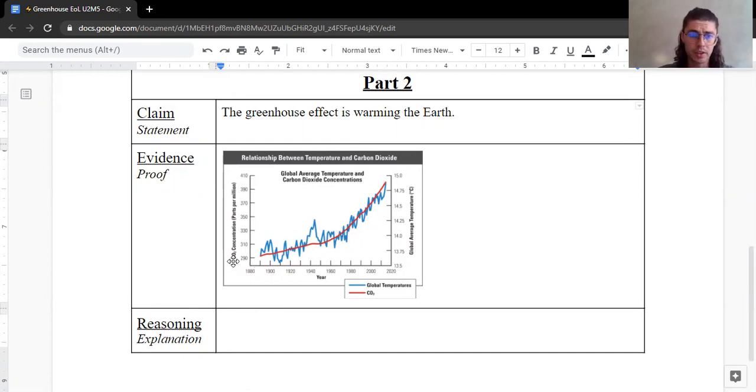Now, you'll notice that we have included the graph we've talked about as part of your evidence. This graph by itself does not count as any evidence. Your job is to explain what is going on in this graph and how it connects to the claim. Your explanation is what's going to count as evidence.